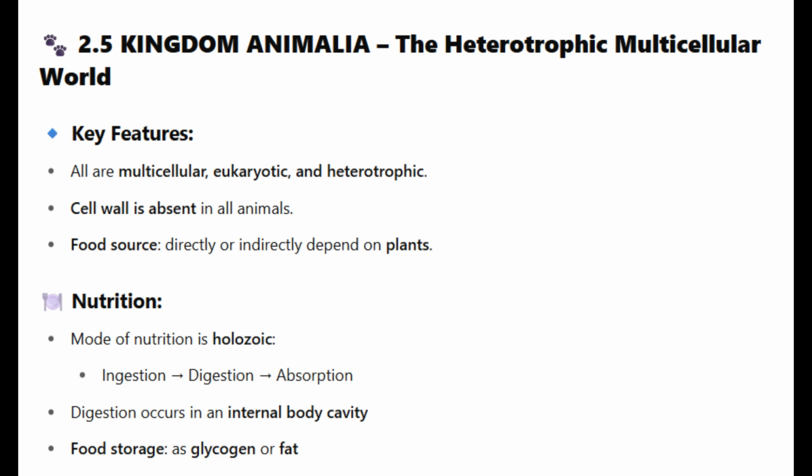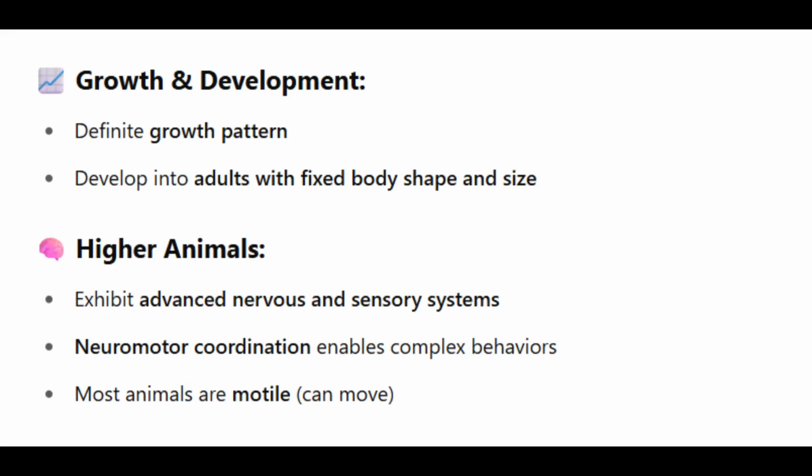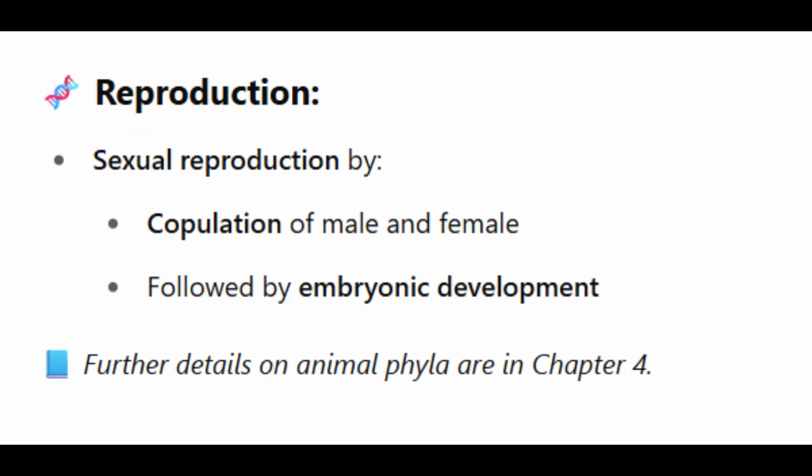Food is stored as glycogen or fat. Growth and development: definite growth pattern; they develop into adults with fixed body shape and size. Higher animals exhibit advanced nervous and sensory systems. Neuromotor coordination enables complex behaviors. Most animals are motile, can move. Reproduction: sexual reproduction by copulation of male and female, followed by embryonic development. Further details on animal phyla are in Chapter 4.